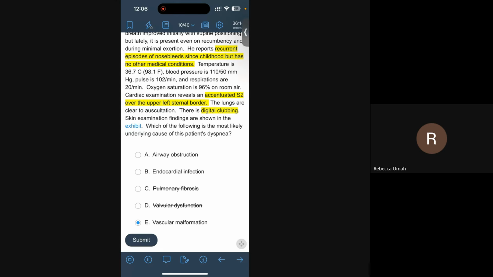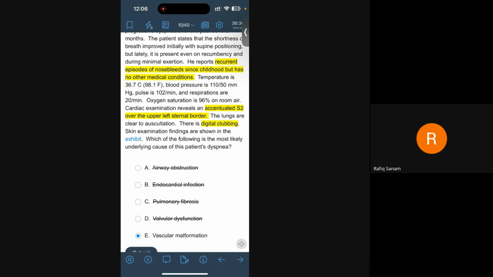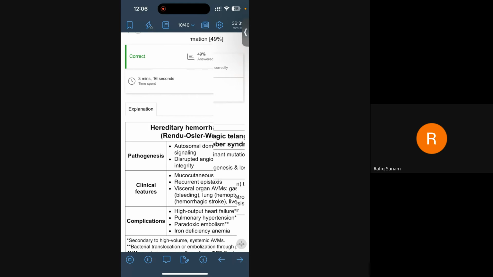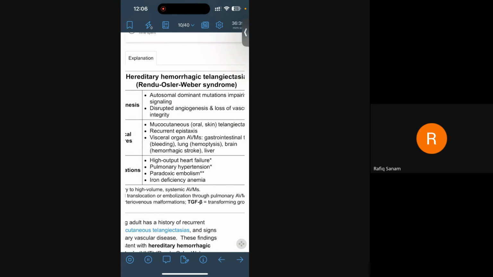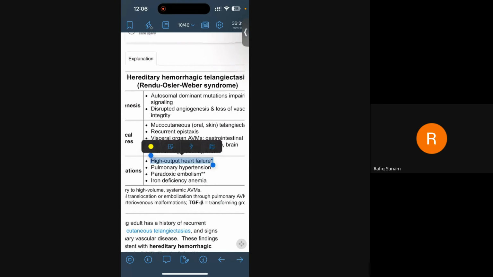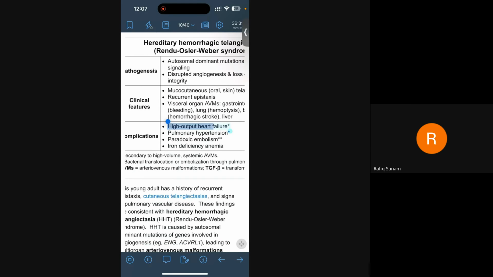No endocardial infection. If it were endocarditis, the temperature would be higher. The lungs are clear, there is no airway obstruction, and there is no valvular dysfunction. The accentuated S2 sound over the upper left sternal border can be explained by the pulmonary hypertension. High output heart failure and pulmonary hypertension are complications.